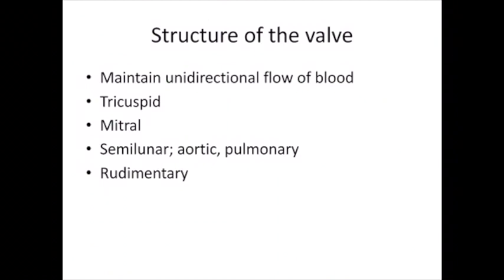There are 4 valves in the heart: the tricuspid valve, in between the right atrium and right ventricle; the mitral valve, in between the left ventricle and the left atrium; and also the semilunar valves. There are 2 semilunar valves, the aortic and pulmonary valves, and also a rudimentary valve nearby the coronary sinus. These valves maintain unidirectional flow of blood.